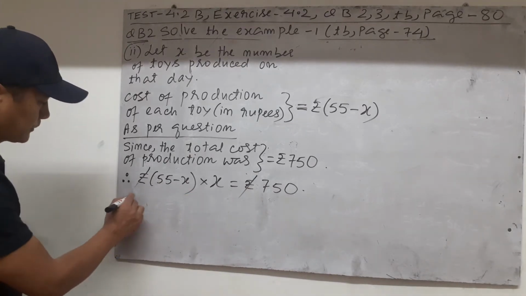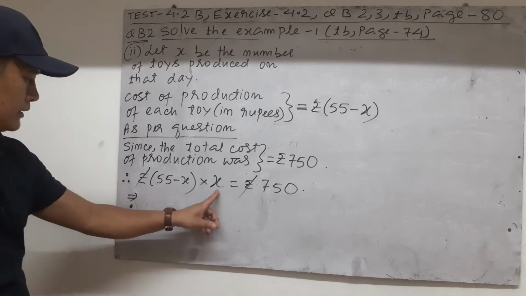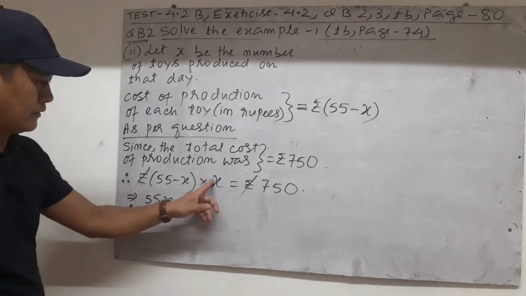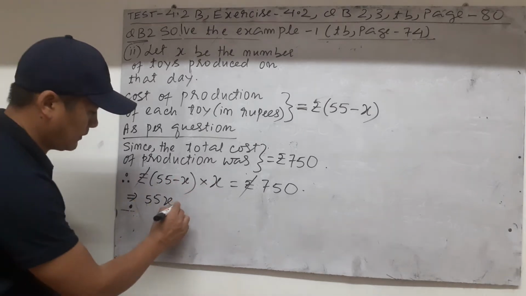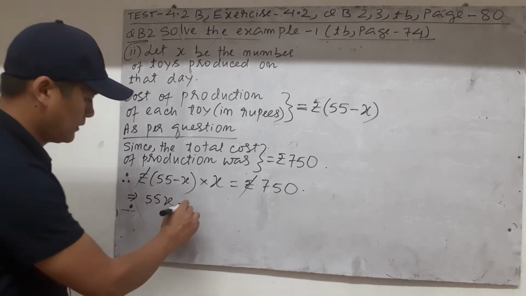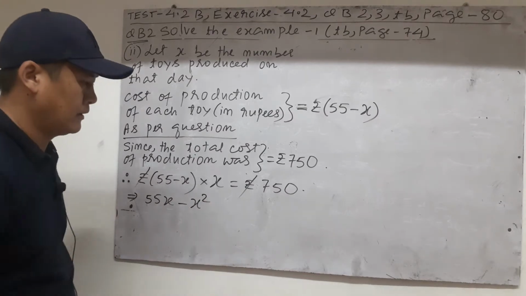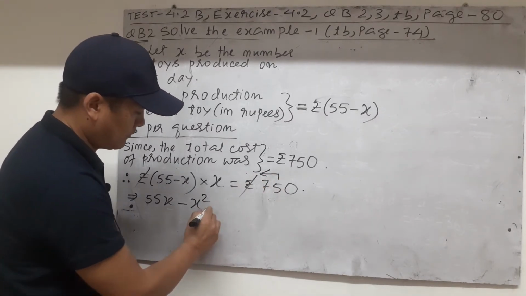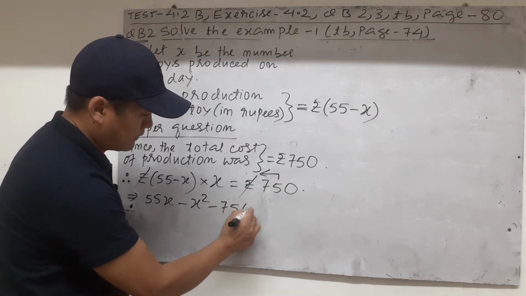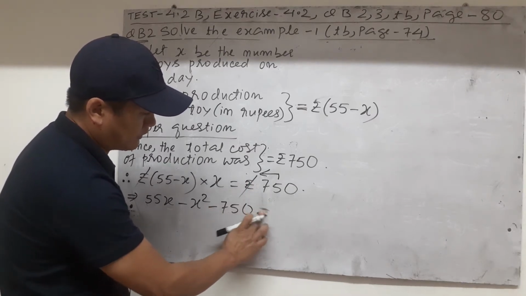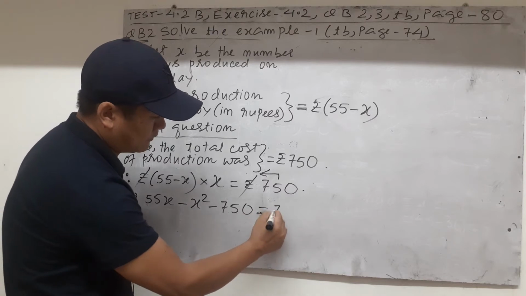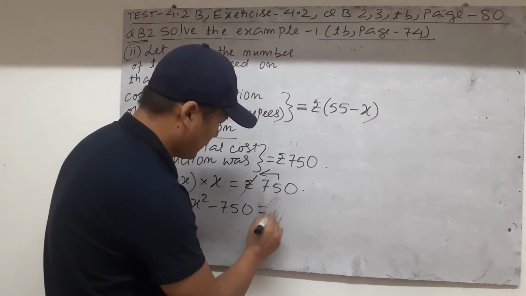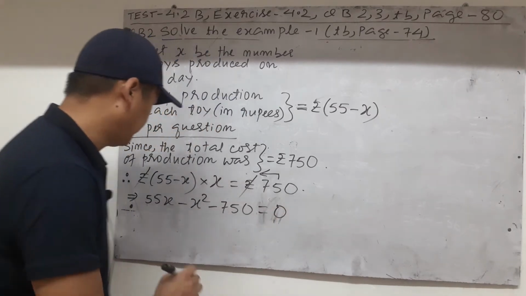So here, now let us multiply X into 55: 55x. No sign, so plus into minus is minus. X into x is x square. And right here you can bring this to the left side. The no sign means plus, so plus will become minus 750, and nothing left on the right side. So that will be equal to 0.